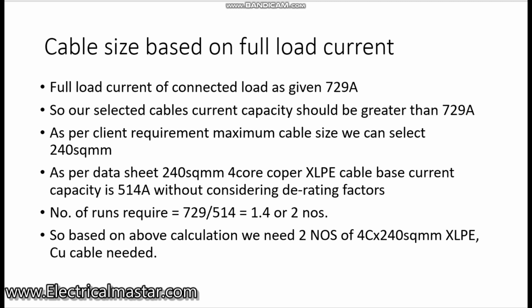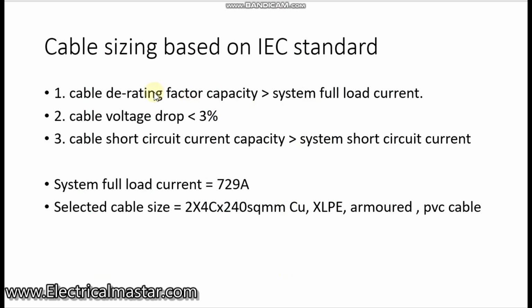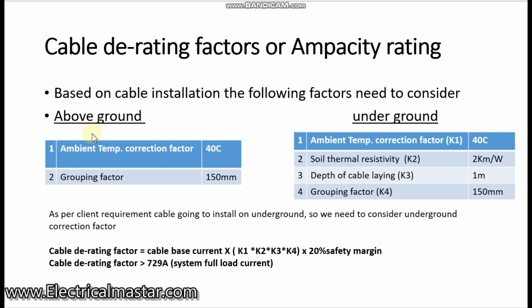But the only thing is, I did not consider any derating factors. So now I go as per the IEC standard. This is the cable data sheet. You can see here 240 square mm, 514 ampere is the base current value for underground connection. As per the IEC standard, I have to consider the derating factor. After the derating factor, that current value should be greater than the system full load current. That is the first condition. The system full load current is 729 ampere, and the selected cable size is 2 runs of 4 core 240 square mm copper XLPE armored cable.